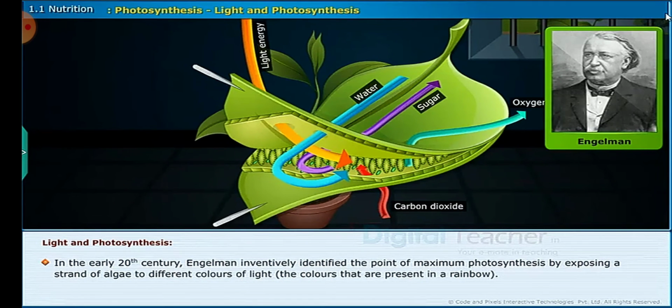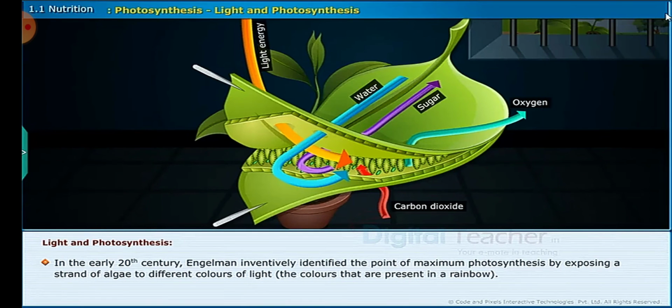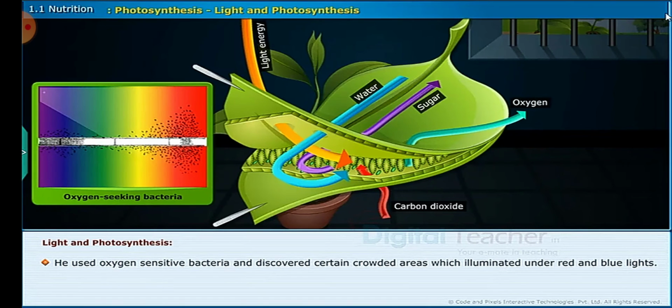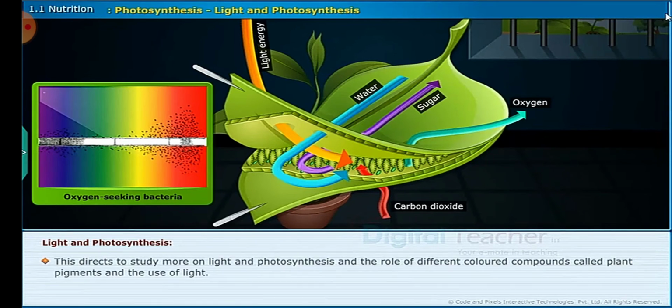In the early 20th century, Engelmann inventively identified the point of maximum photosynthesis by exposing a strand of algae to different colors of light, the colors present in a rainbow. He used oxygen-sensitive bacteria and discovered crowded areas under red and blue lights. This led to more study of light and photosynthesis and the role of different colored compounds called plant pigments in the use of light. Now, let us do an activity to learn about the production of oxygen during photosynthesis in the presence of sunlight.